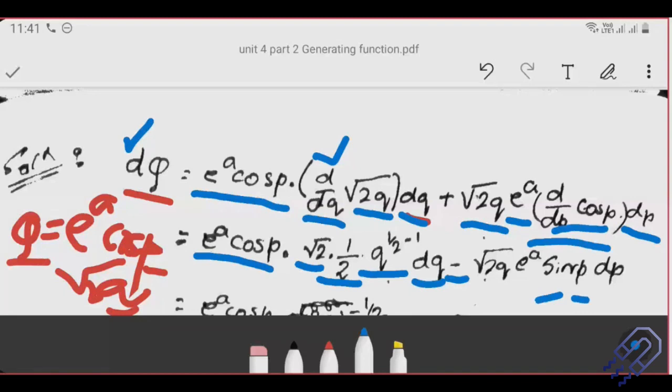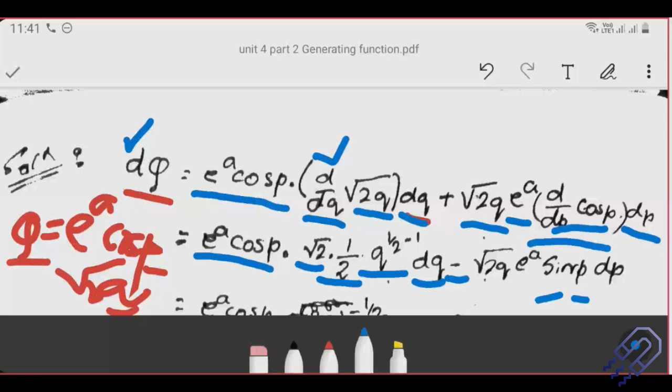Once this is done, we can just try to simplify this a bit more. So you should keep track of what is being done. So e to the power a cos p, this root 2, and then there is 2. You check the power. It is half minus 1, which will be minus half. So 2 to the power minus half, and q is also half minus 1, so q to the power minus half dq. Minus e to the power a sine p root 2q into dp. Once this is done, you have a simplified form of dq, capital dq.